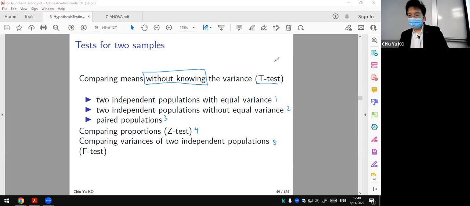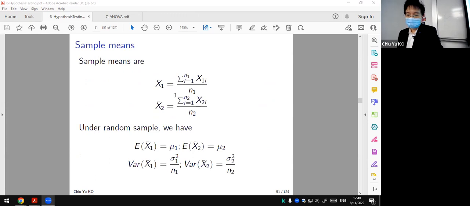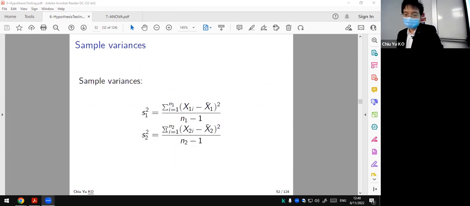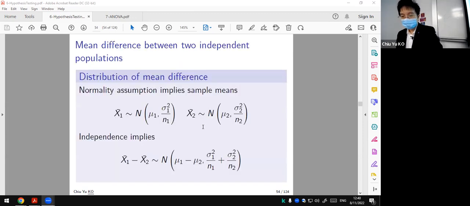Okay, so let's go to the independent sample, because except for the paired sample, this is what we use. Independent samples: we have 2 populations. They have means mu and variances sigma 1 squared, and so on. I'm going to do the notation, and you have the sample means and the sample variances. We assume normality.